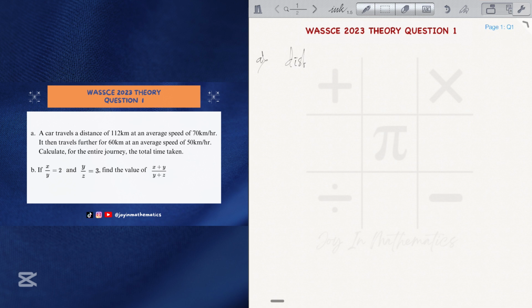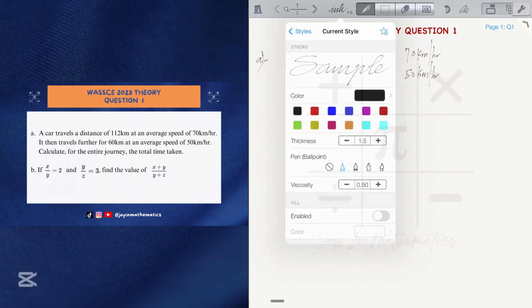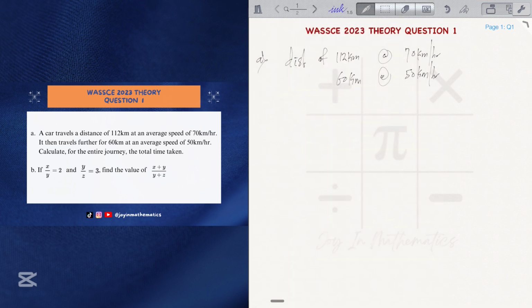of 112 kilometers at an average speed of 70 kilometers per hour. And it then travels another 60 kilometers at an average speed of 50 kilometers per hour. Calculate for the entire journey the total time taken. Now, this is a simple question that relates speed with distance and time.